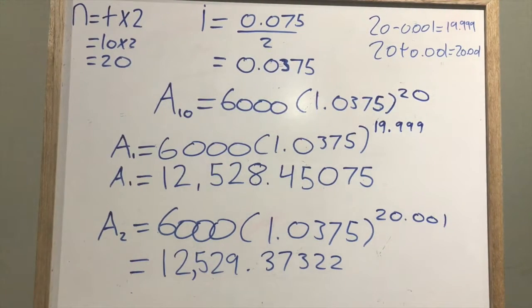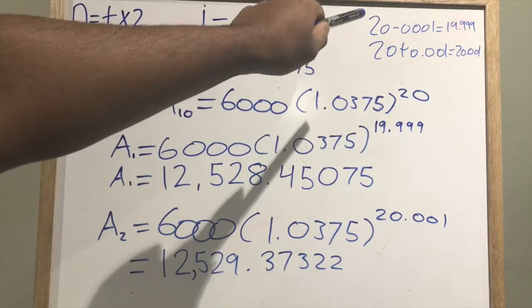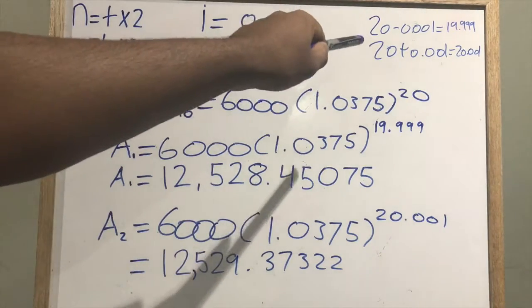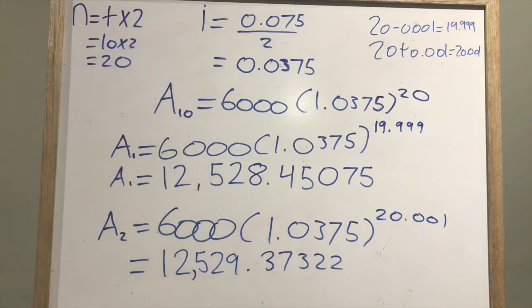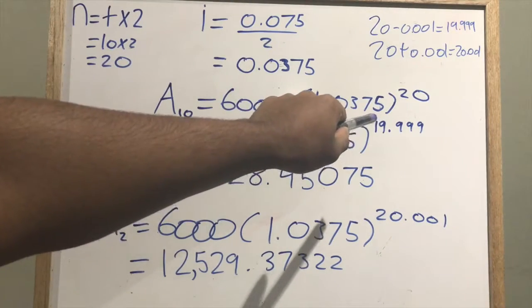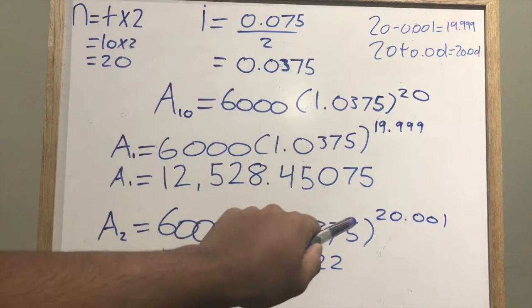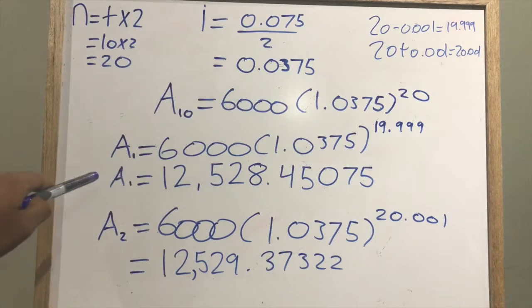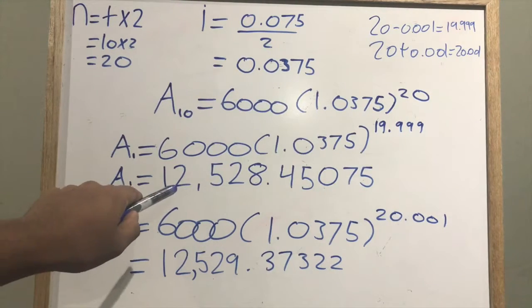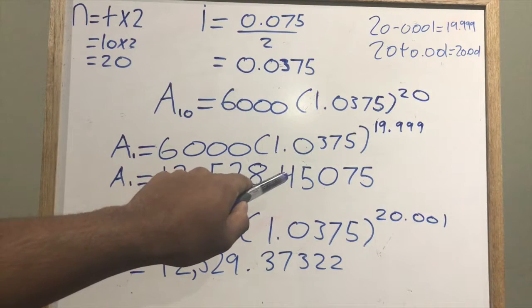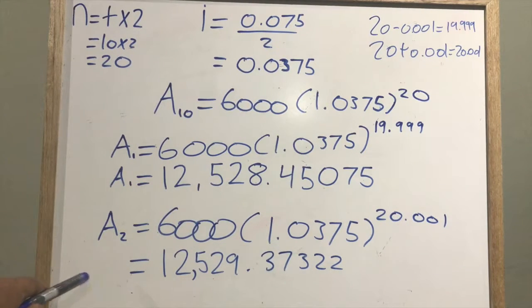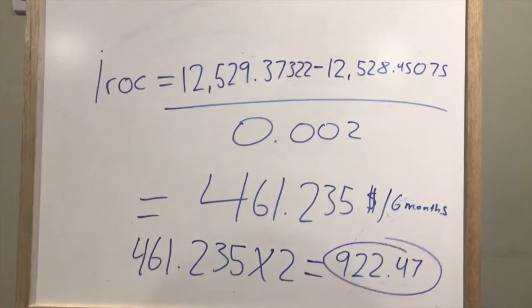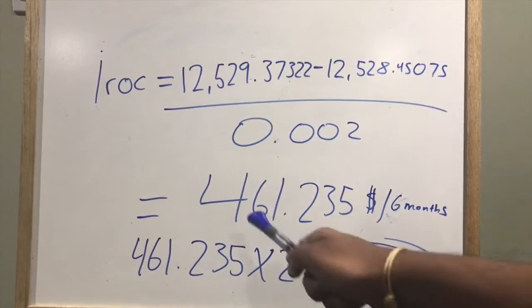Now, in order to calculate IROC from here, we will use the very same method we used in question B. We will subtract 0.001 from our x value and add 0.001 to our x value, or in this case, our n value. So now we are left with 19.999 as our n1 and 20.001 as our n2. After subbing it into the equation mentioned right here, we will get a final answer for a1 of 12,528.45075, and we will get a final answer for a2 of 12,529.37322. After subbing in both points into our IROC formula, we are given a final answer of this.